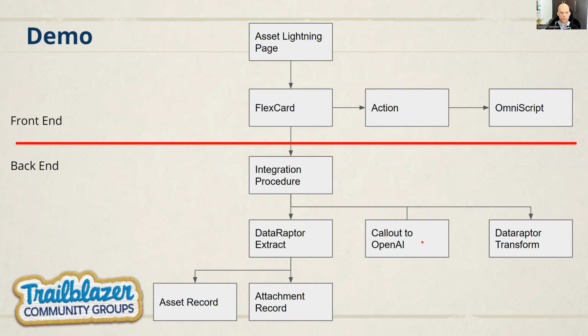Then the integration procedure will do a REST callout to OpenAI, and then it will do a DataRaptor transform to basically combine the information from both of these in a nice simple format, so that it can be displayed in the FlexCard, and then ultimately that's what the FlexCard is showing.